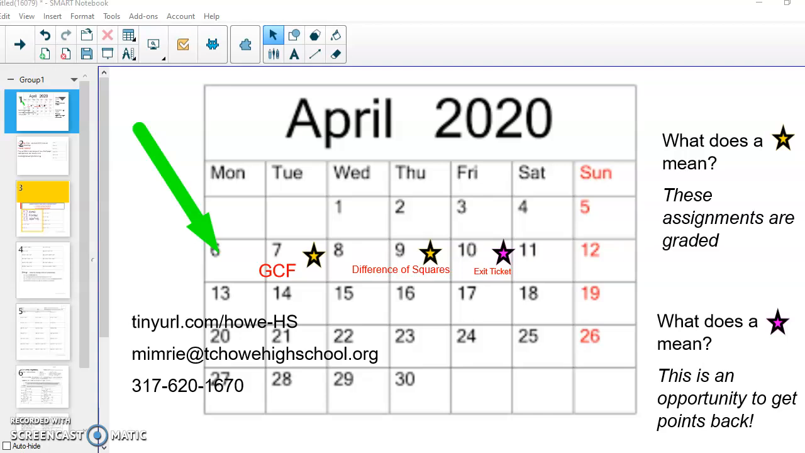Hi everybody, welcome back to Algebra e-learning with Miss Imrie. We are on day 2 of our e-learning with factoring. Today we're going to continue talking about how to find a greatest common factor. Yesterday we introduced it, and we got through about 3 problems.